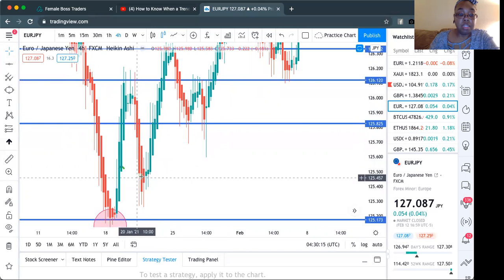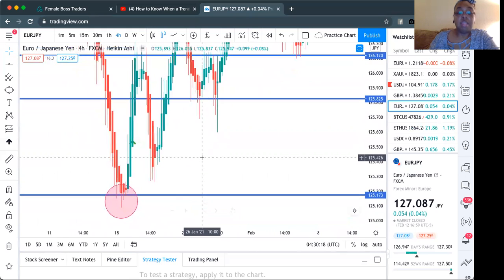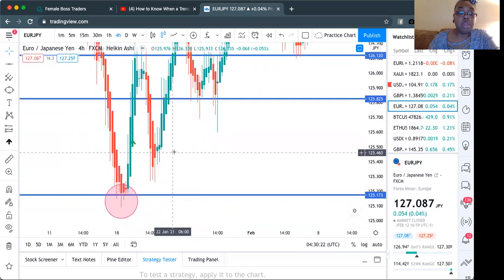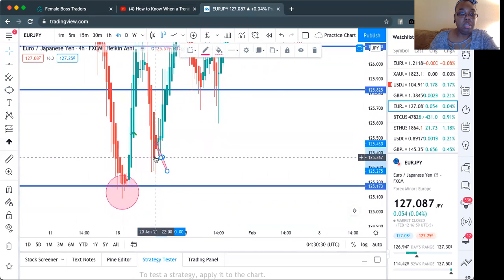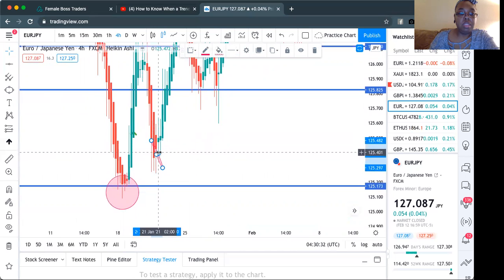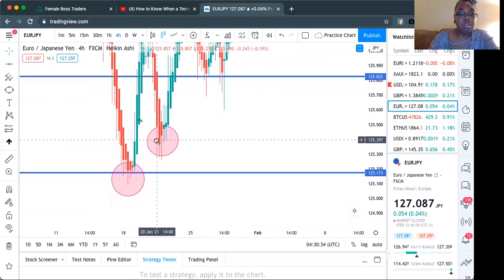This is some consolidation. This is considered as consolidation, where the market is going sideways. This is what you call sideways right here. This is what is considered sideways, right here.